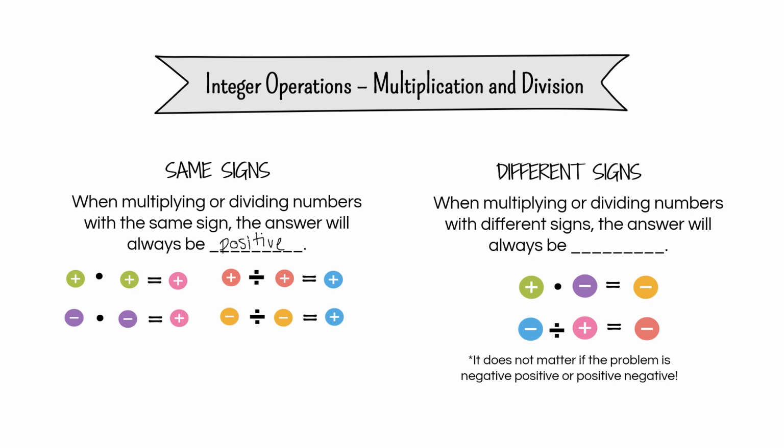And then if they're different signs, when multiplying and dividing numbers with different signs, the answers will always be negative. So we have our negative answer here because a positive times a negative is negative, and a negative divided by a positive is negative. And it does not matter if the problem is negative, positive, or positive, negative. The answer will always be negative.